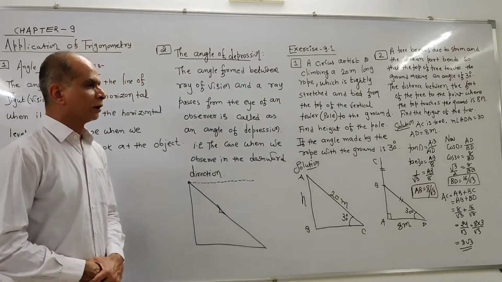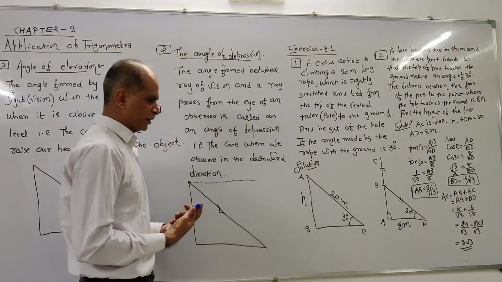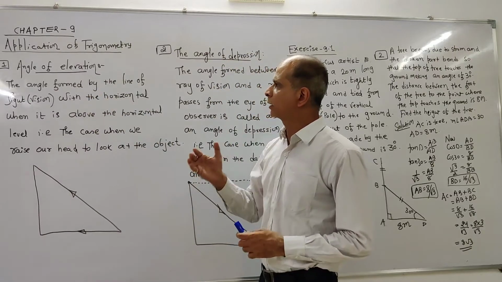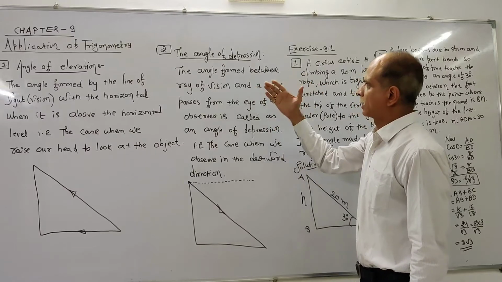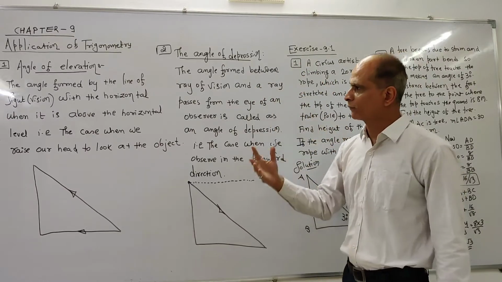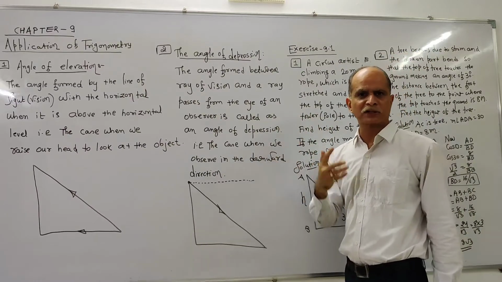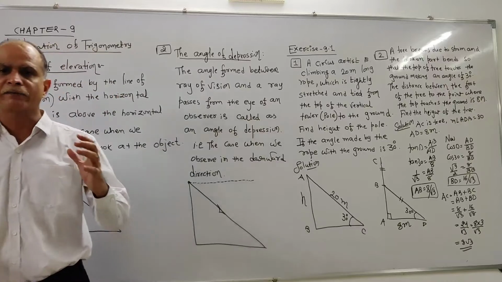So in this chapter there are only two concepts, and you have to use them in different examples. The name of the first concept is angle of elevation and the name of the second concept is angle of depression. First of all, let us try to understand these two concepts and then we will solve some examples. The first concept is angle of elevation.